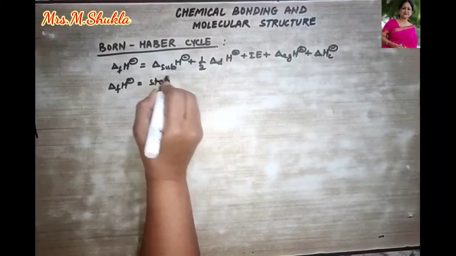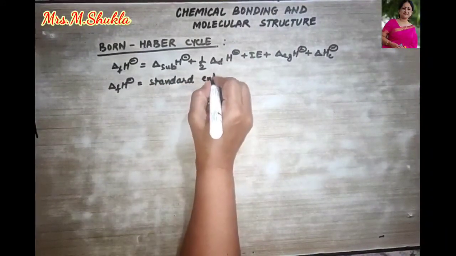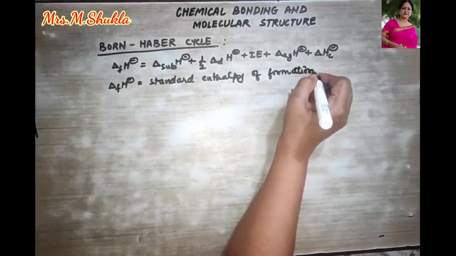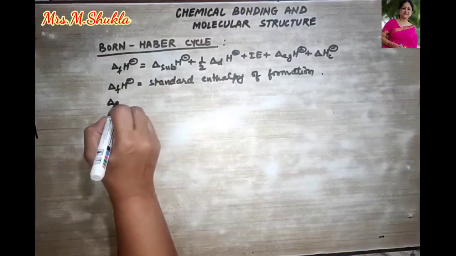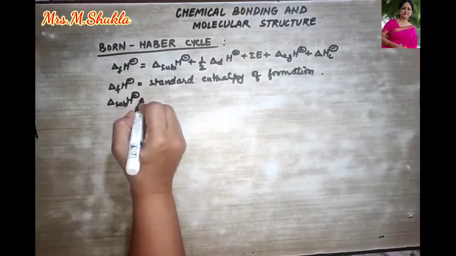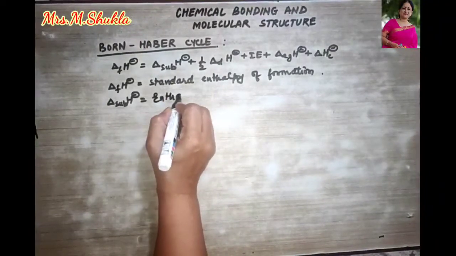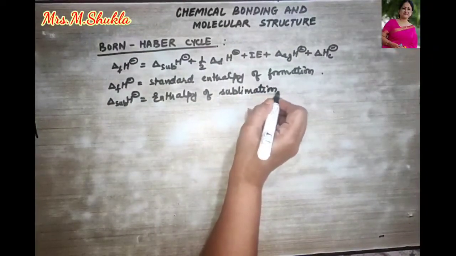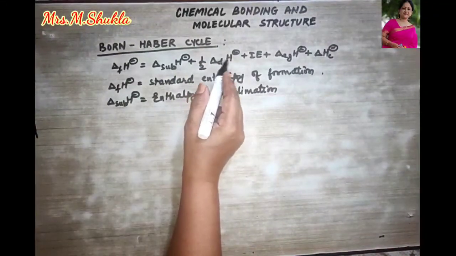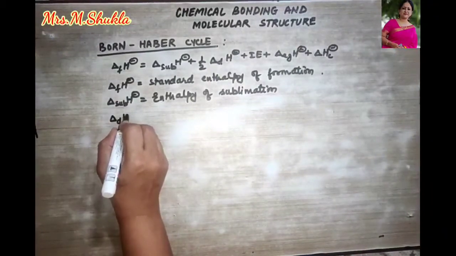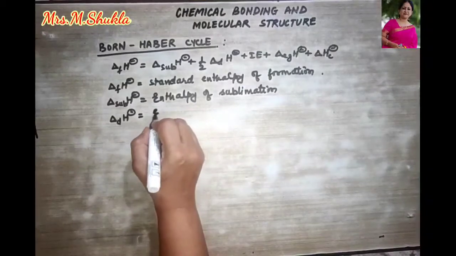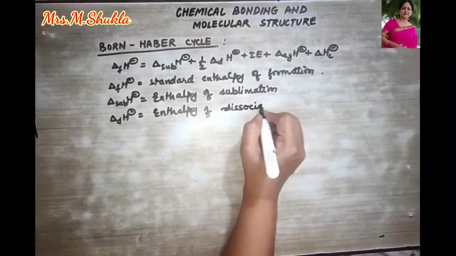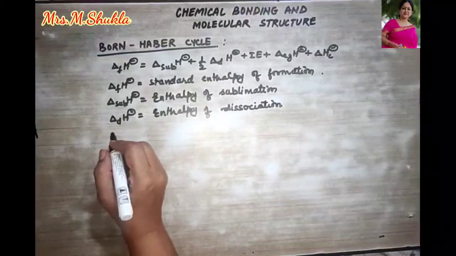This is the standard enthalpy of formation, right? Then what do we have? We have delta SUBH. What does this mean? It means enthalpy of sublimation. Okay, SUB, sublimation. Then we have what? Delta DH. What is this? Delta DH means enthalpy of dissociation, okay, of the gas.